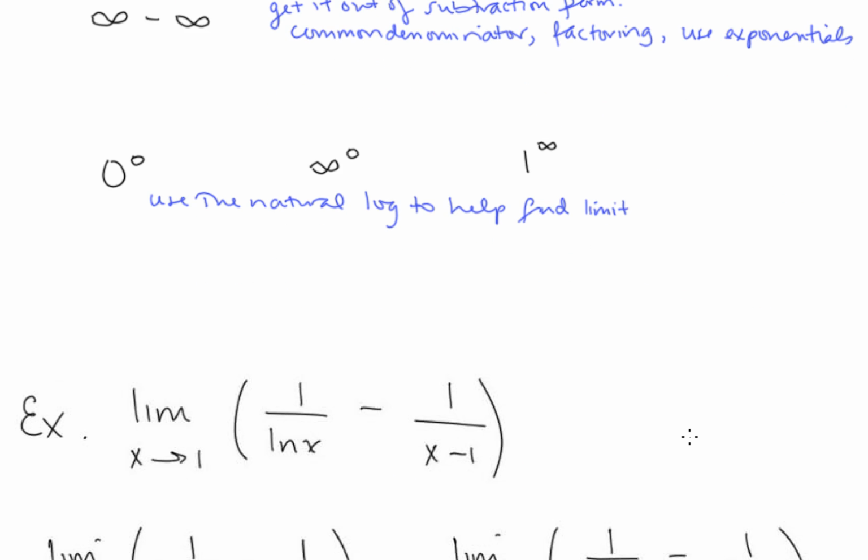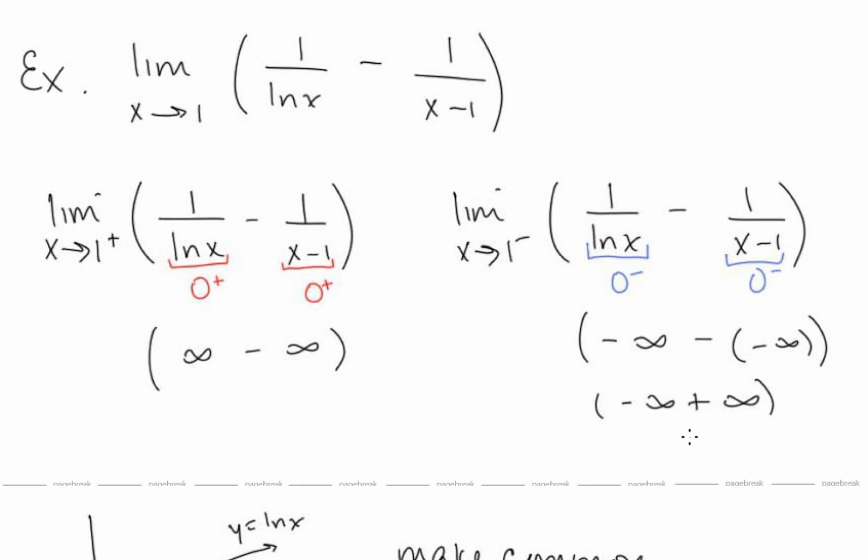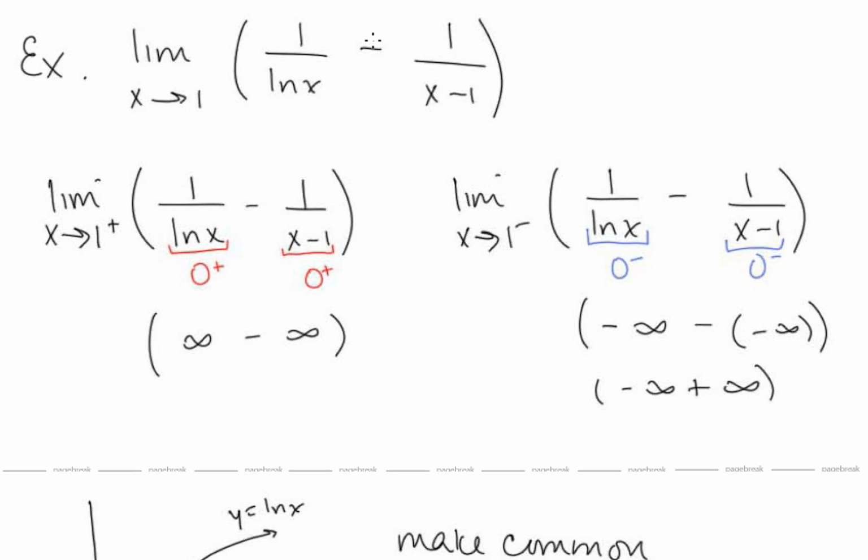Now let's take a look at an infinity minus infinity. So here we have the limit as x goes to 1 of 1 over ln x minus 1 over x minus 1.